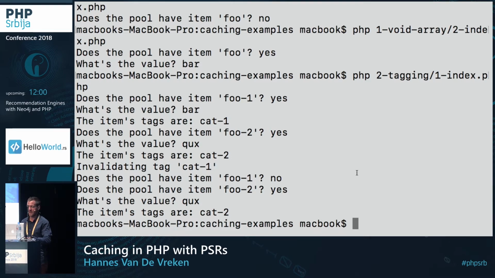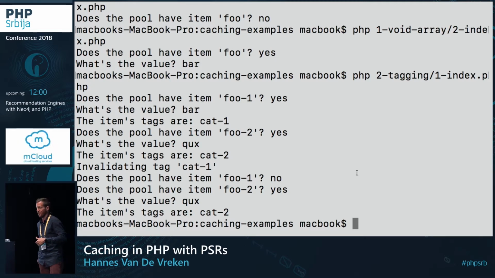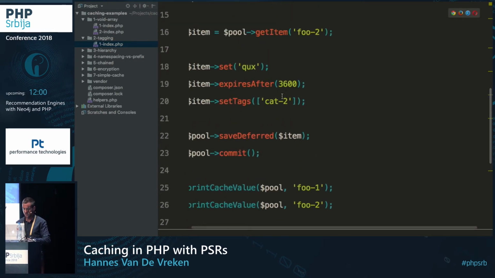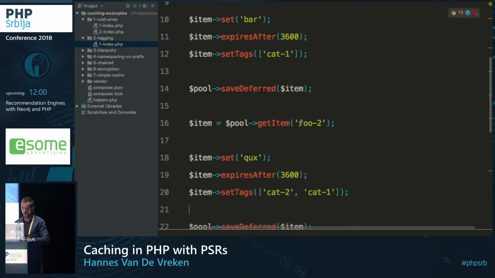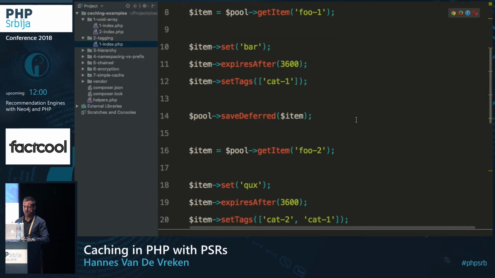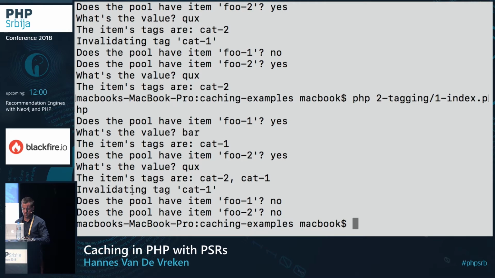So that's tagging. So you can tag multiple items, and you can reuse the same category for items with different keys, or you can set multiple tags on the same key. So if you go back here, you can basically say, let's also add category 1 here. So right now, if we run this again, both foo1 and foo2 should be forgotten. Does the pool have item foo1? Nope. Does the pool have item foo2? Nope.